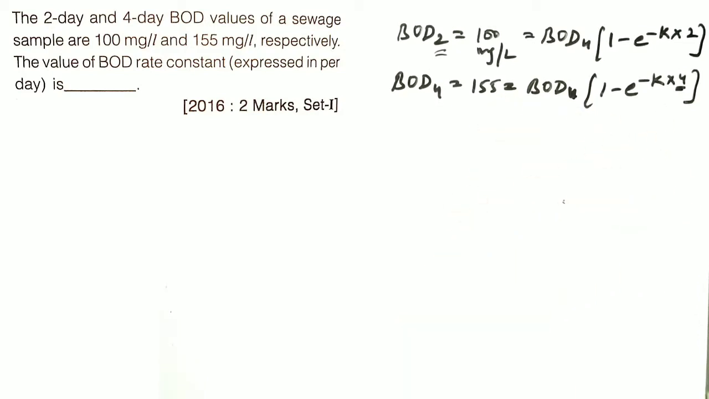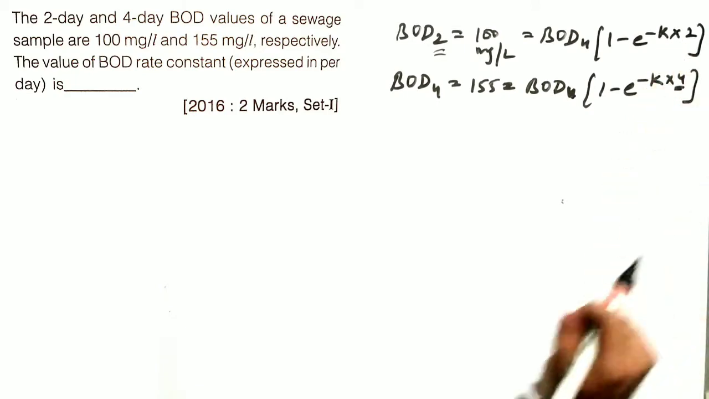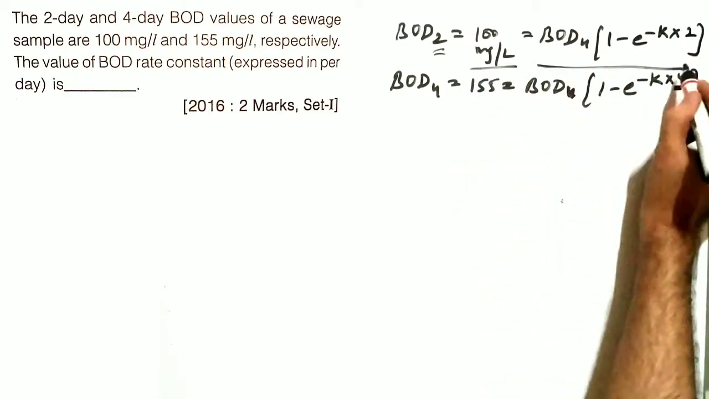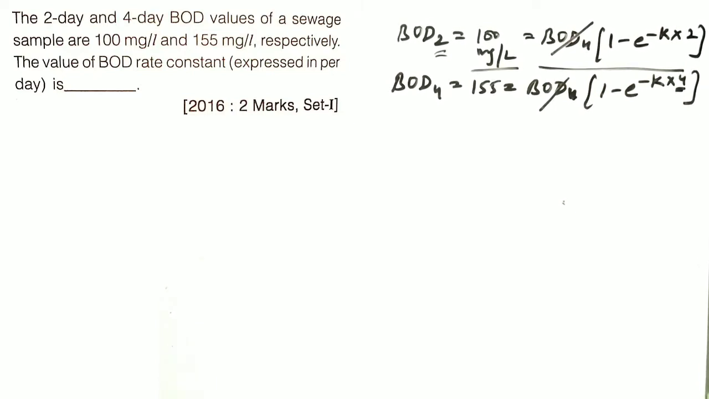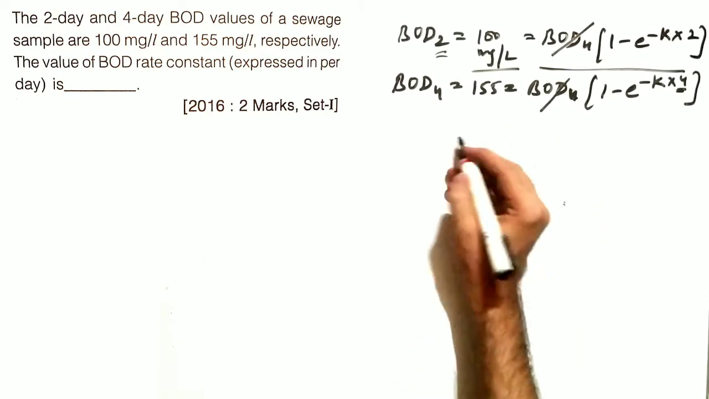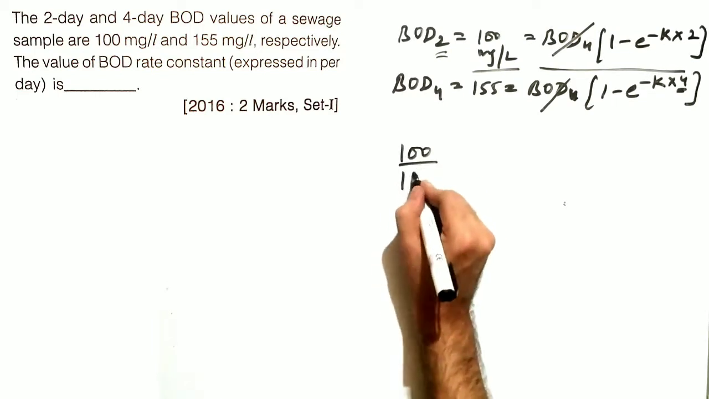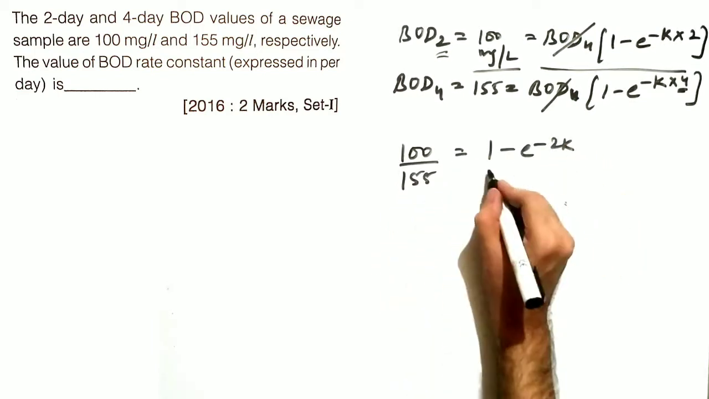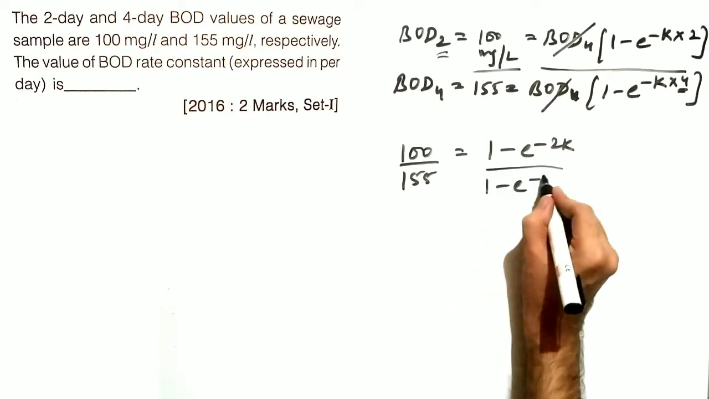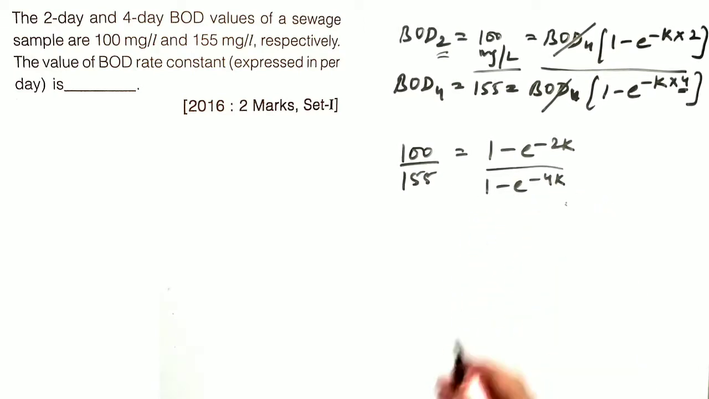So this is looking like two equations are given to you and you have to calculate the value of K. So divide both these equations. BOD ultimate and BOD ultimate will cancel because it is corresponding to the same sewage stream. So for same sewage stream, BOD ultimate will be equal. So this will be equal to 100 divided by 155 equals 1 minus e to the power minus 2k divided by 1 minus e to the power minus 4k. Okay, now such type of equations cannot be solved directly.